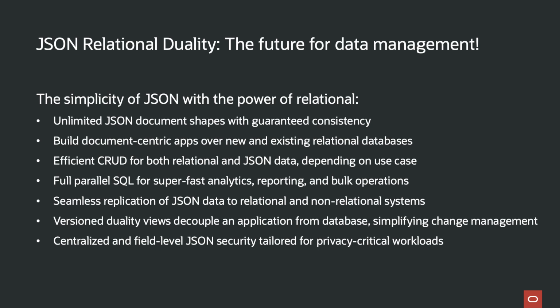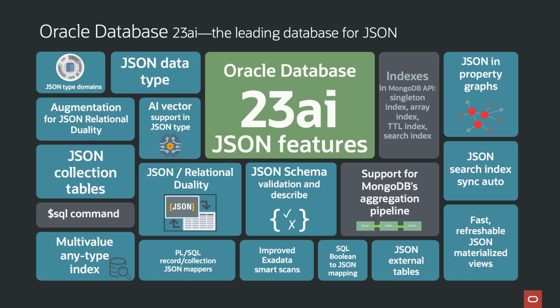And you can also seamlessly replicate JSON from duality views to other relational systems or even non-relational systems like caches or NoSQL databases. With versioned duality views, you can decouple your application changes from database changes, which really simplifies upgrading or updating your applications. And what we've seen, you have centralized and field-level JSON security tailored for privacy and critical workloads. There's a lot more in Oracle Database 23ai regarding JSON capabilities.